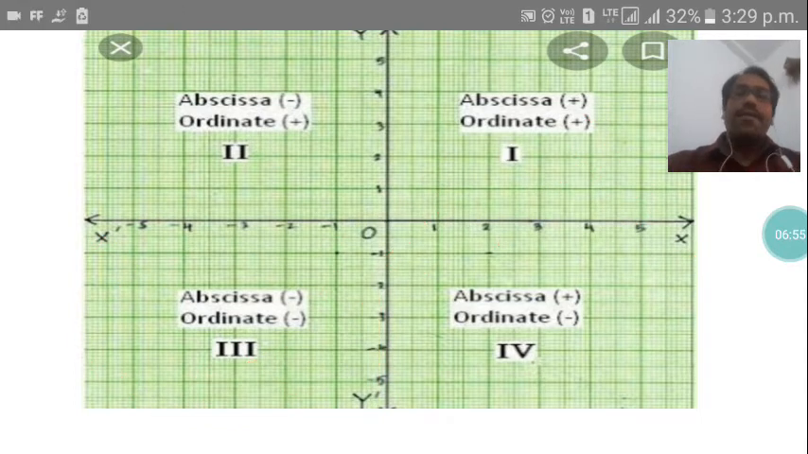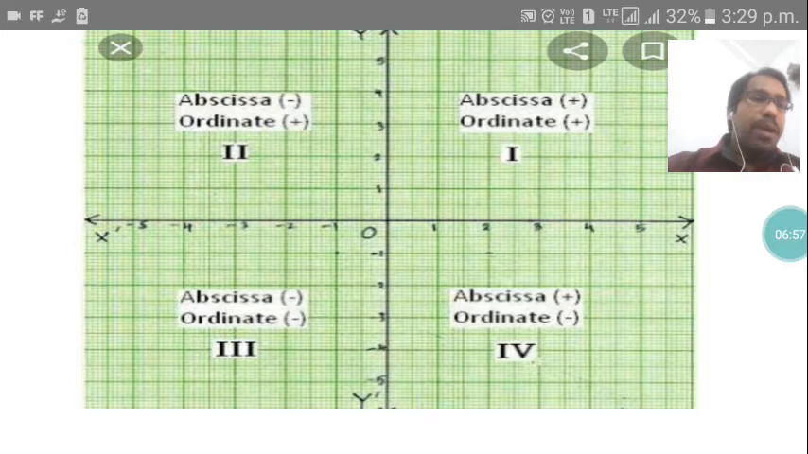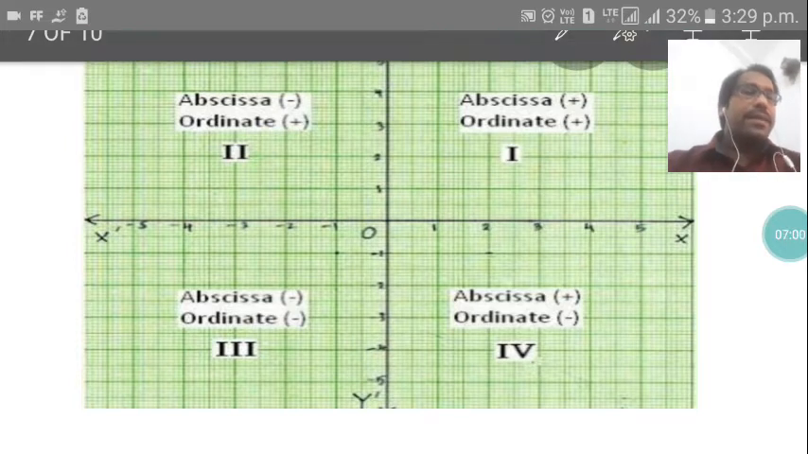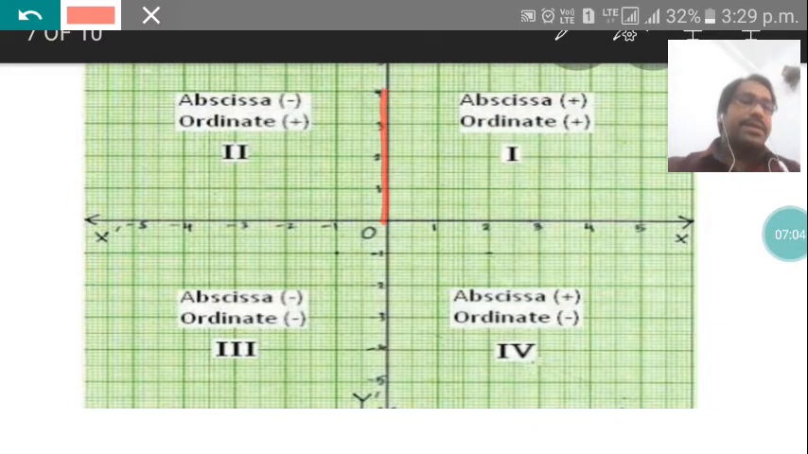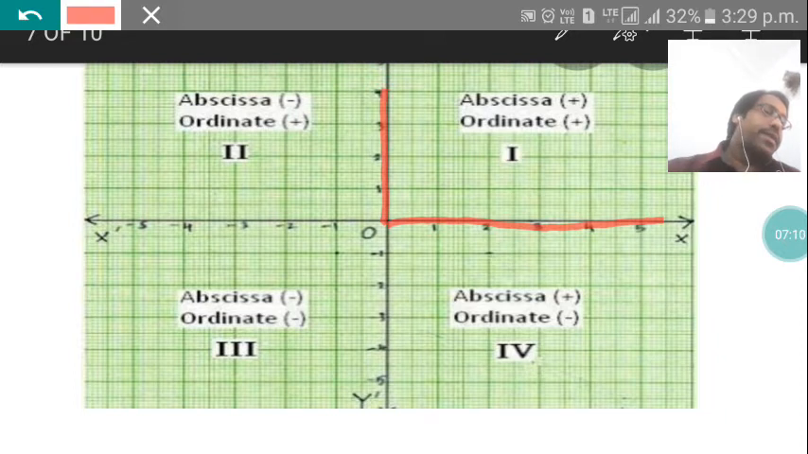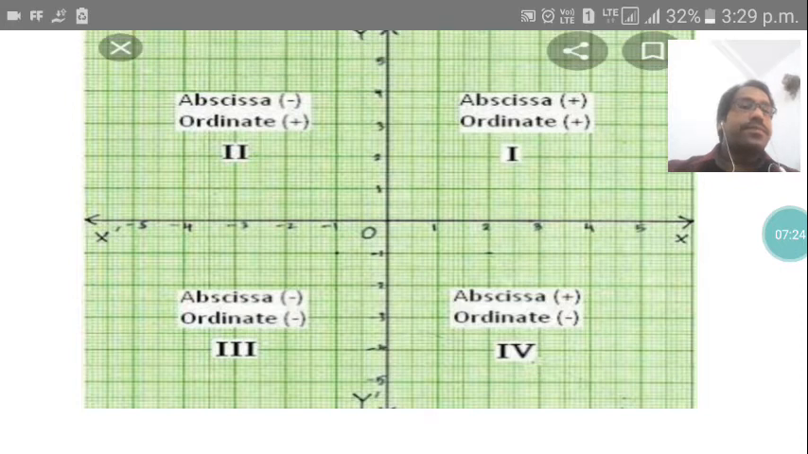One more thing: if the point is on either the y axis or the x axis, then it will not lie in any quadrant. If the points are on the x axis and y axis, they will not lie in any quadrant. For lying in a quadrant, they have to come out from the axis. Remember these things. Okay, now the next topic.